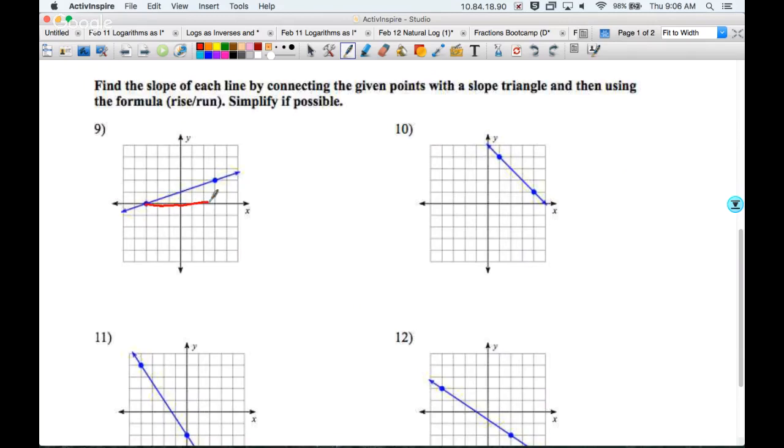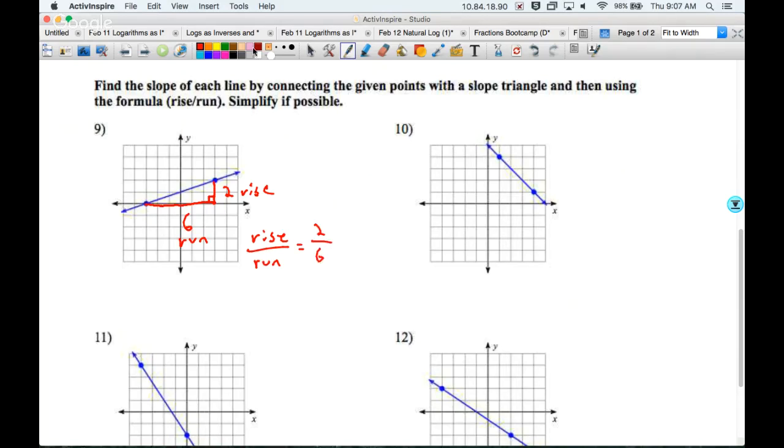I see the 2 bold points. I connect them with a right triangle. Add the little right angle marker in there. And then if I ever move right or up, that's a positive number. If I ever move left or down, that's a negative number. And I always go from the left point to the right point. So let's see, I go 1, 2, 3, 4, 5, 6 units over, 1, 2 units up. So 6 is my run, 2 is my rise, and therefore rise over run equals 2 over 6.